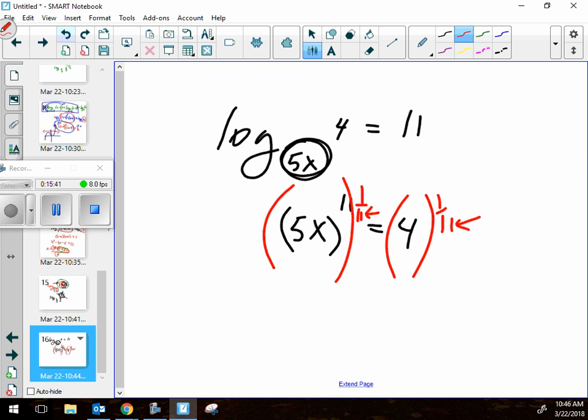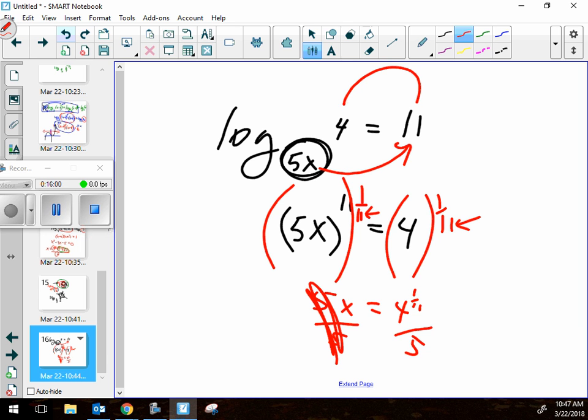And then you go, not absolute value, just 5x equals whatever in the world 4 to the 1/11th power is. It's icky, some decimal. And then you're going to divide it by 5, because then x will be alone. The rewrite is what I was trying to remind you there. You come full circle. There you go.